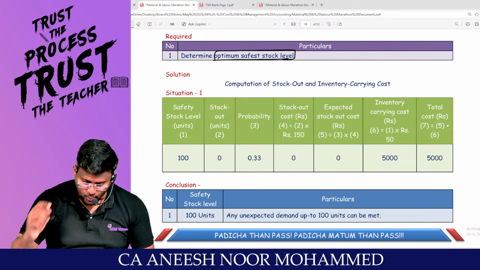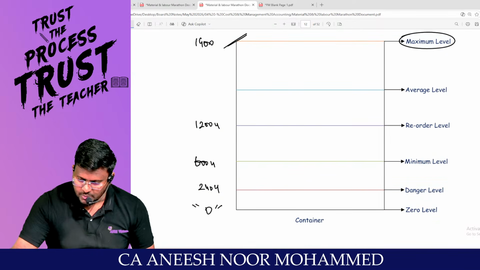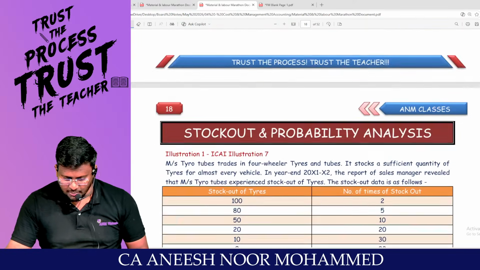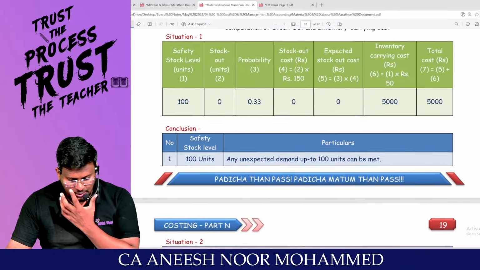Super question. Good question, man. Sir, I'll be explaining this question. Please be with me and get the maximum out of it, because this is a Kolar question available in ICAI study material. No one will be able to appreciate or understand this question also.